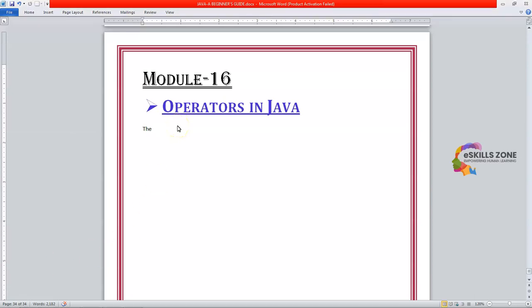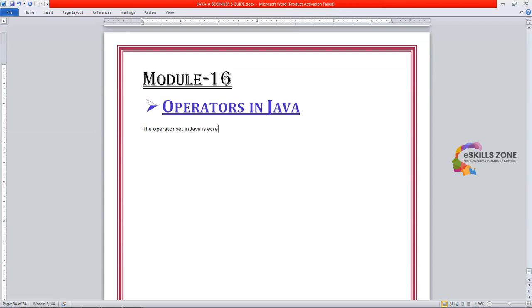Likewise in C language and all other languages there are some important operators, but in Java there are operators that are slightly different from all other languages. So let's start. Discuss the operators in Java.